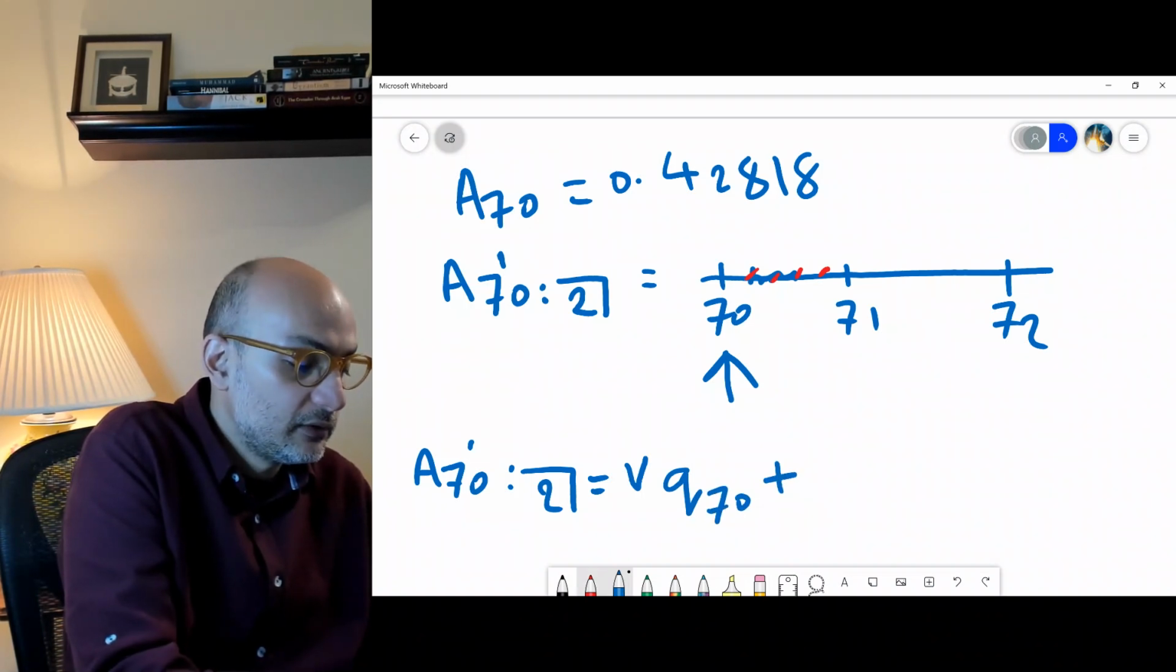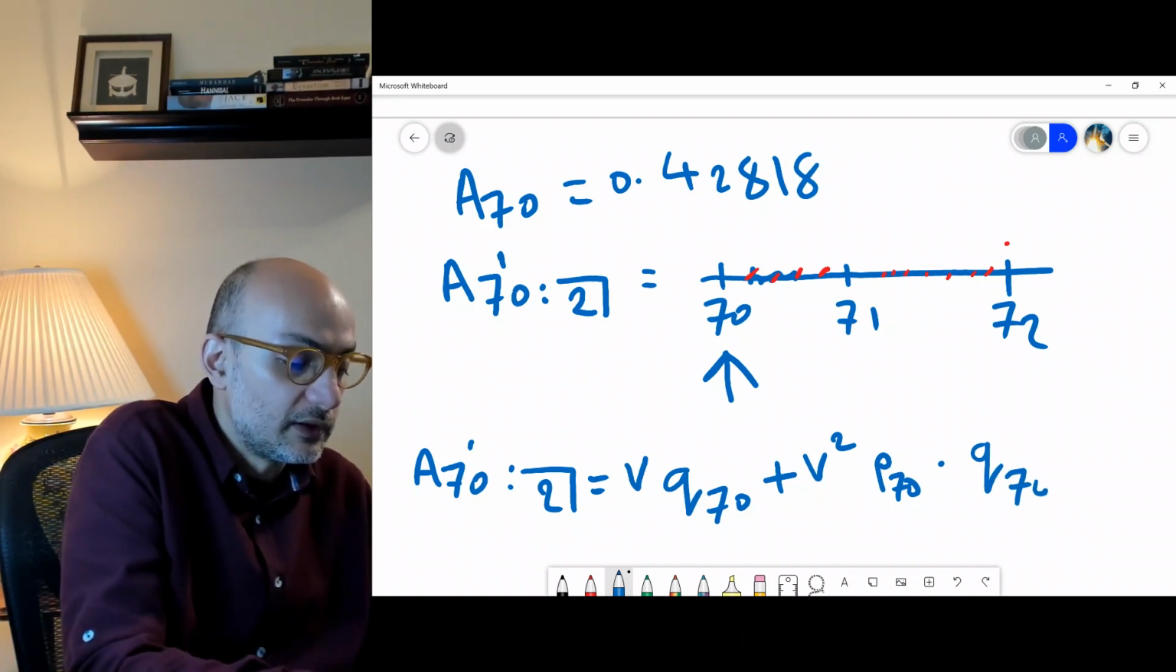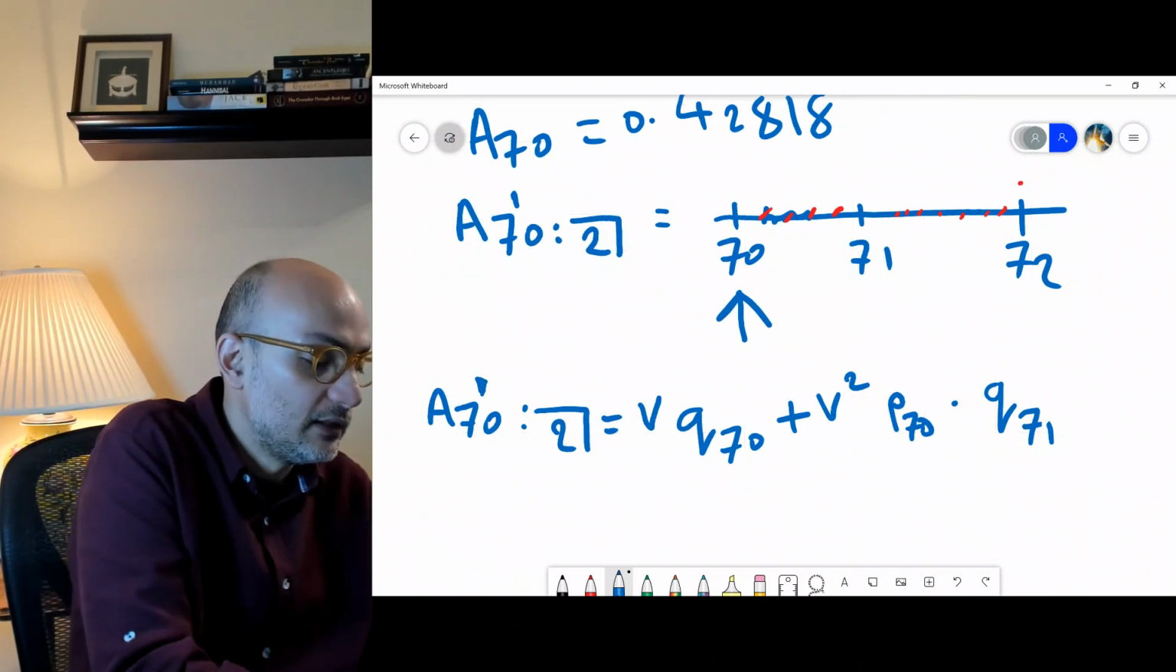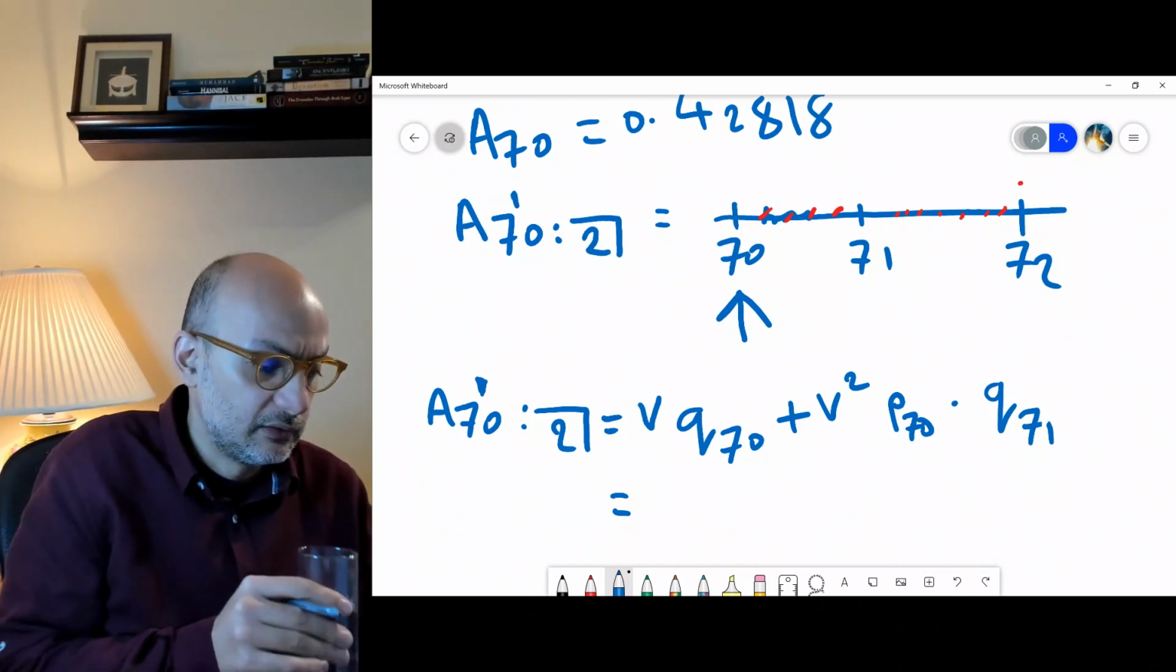Now if death occurs here, then the payment will be made here, so it will be V squared. Death occurs in this year after surviving to 71, so we need to survive to 71, P70, multiplied by death occurring in this year, Q71. We did this one before, similar to this, but we are using the life table to calculate it. We know V because again the life table interest is 5%.